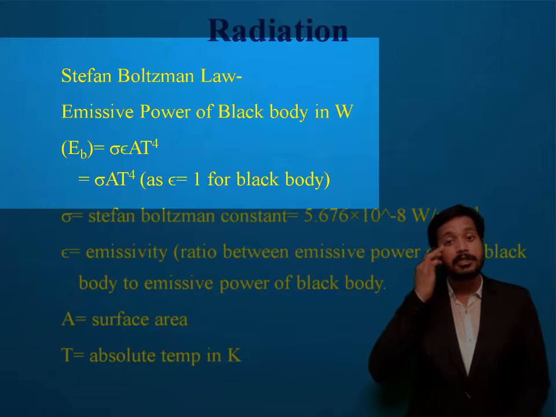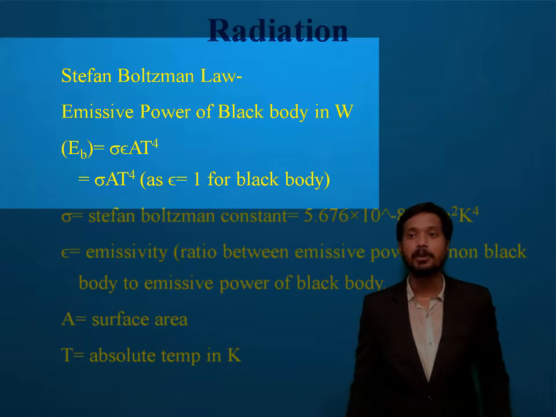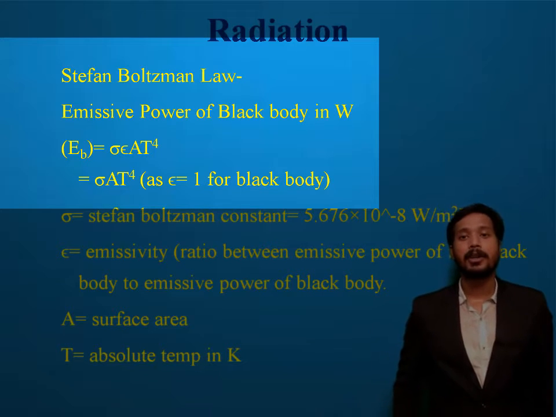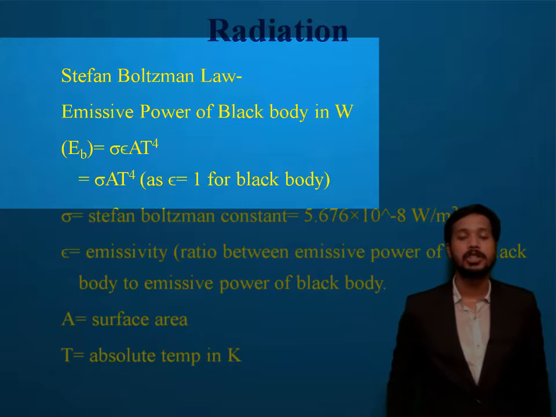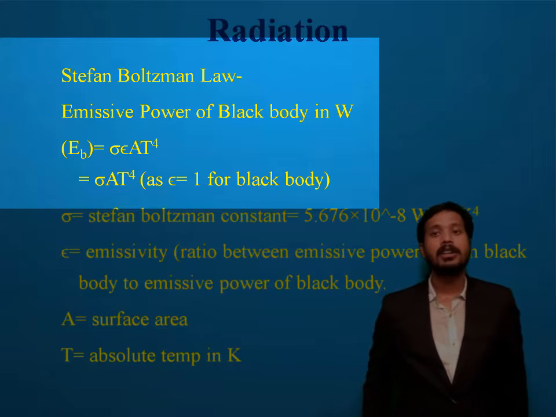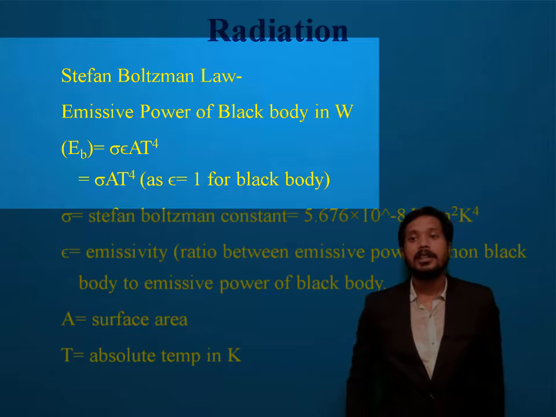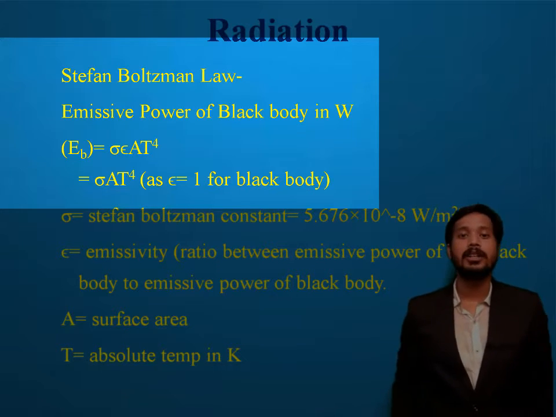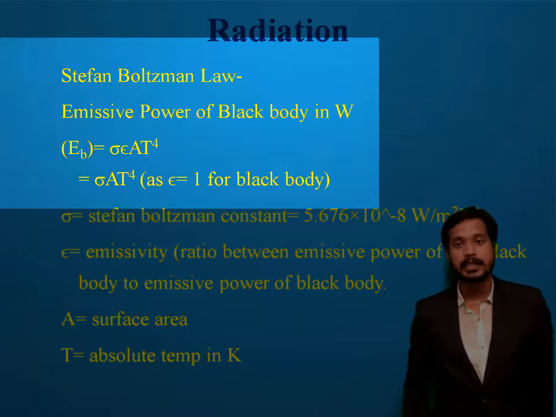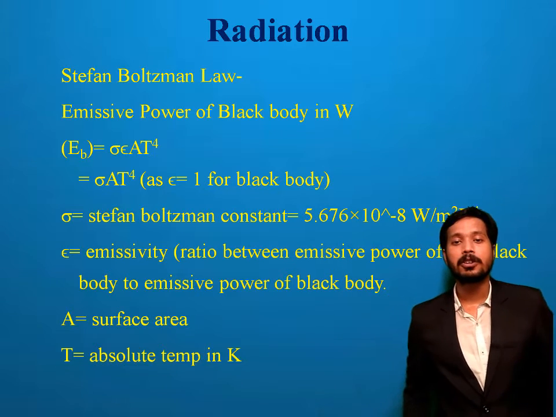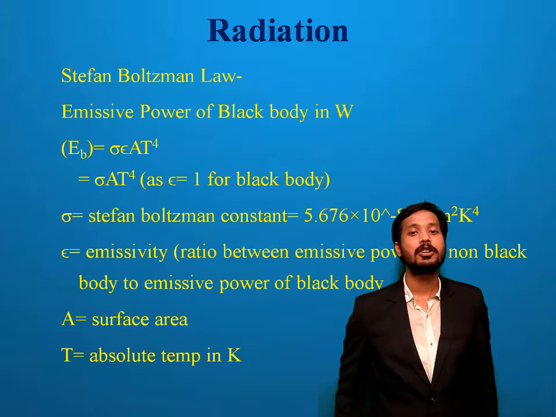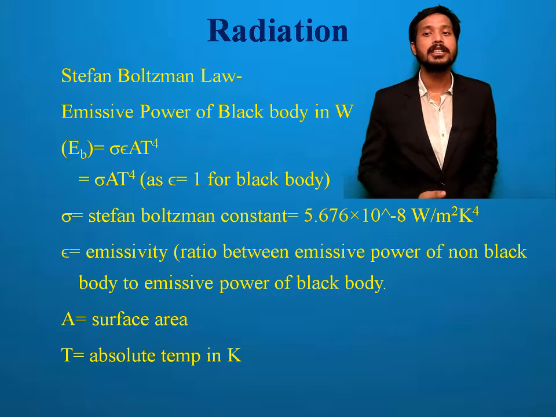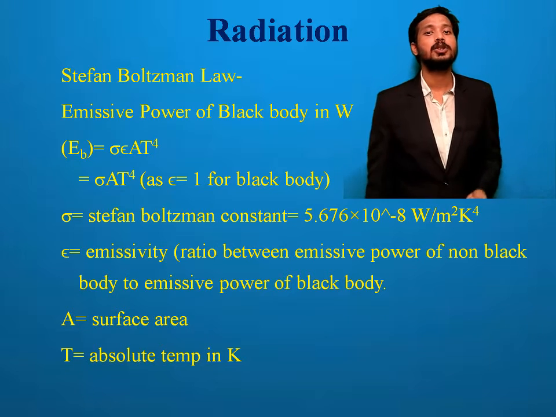Now in radiation we also know another formula, the Stefan-Boltzmann law. In the Stefan-Boltzmann law, what is the emissive power of a black body? EB equals sigma epsilon A T power 4. This epsilon is called emissivity and sigma is called the Stefan-Boltzmann constant. So sigma into A T power 4. Why? Because the emissivity for a black body is 1. So I can replace it: the emissive power of a black body is sigma into A into T power 4.